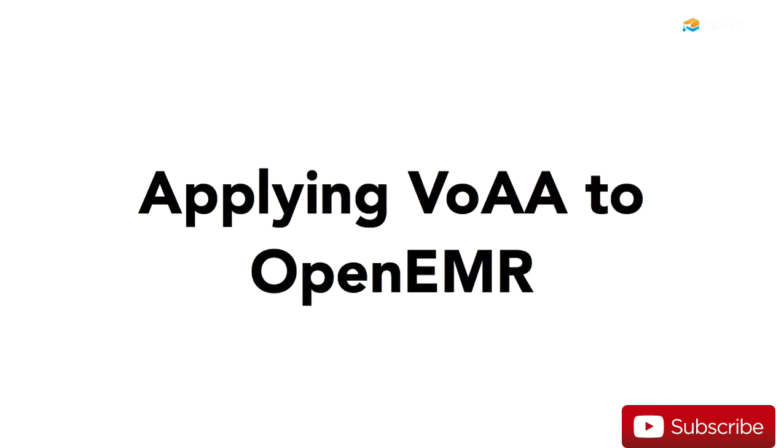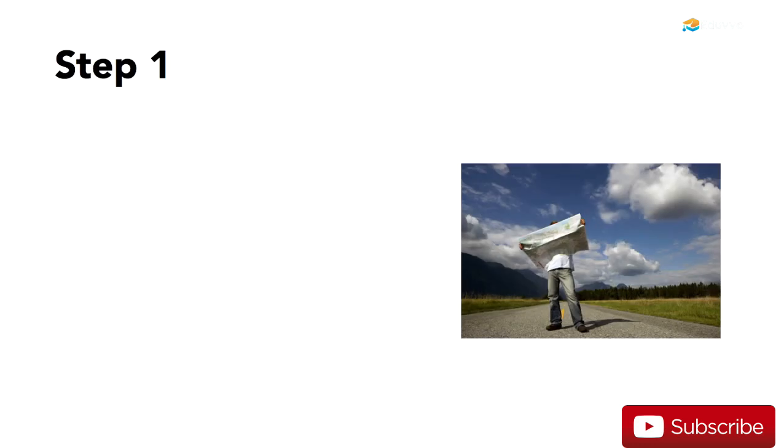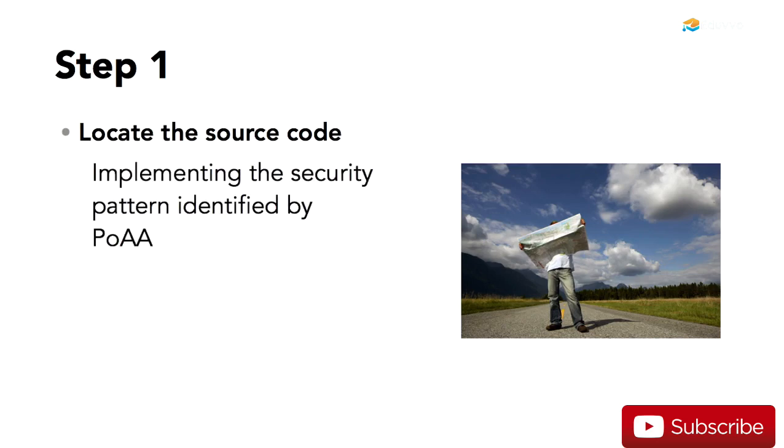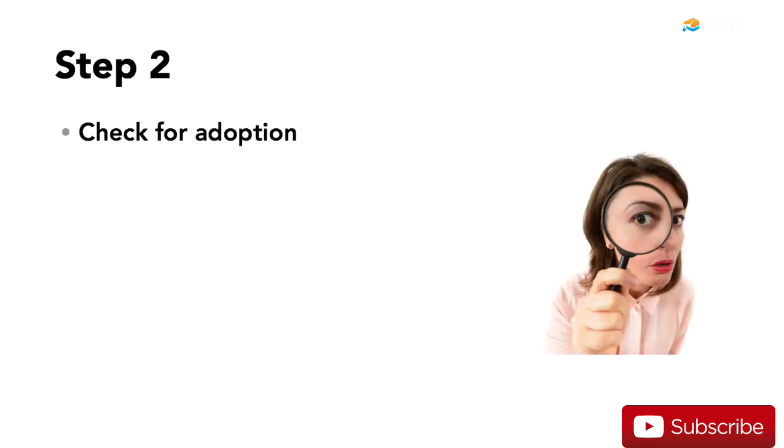After the pattern-oriented architecture analysis, you are now ready to examine the source code. The first thing to do during the vulnerability-oriented architecture analysis phase is to locate the OpenEMR source code implementing the security pattern identified during the pattern-oriented architectural analysis phase. In our case study, the security pattern is intercepting validator. The next step is to check if various parts of the OpenEMR source code take advantage of the intercepting validator.